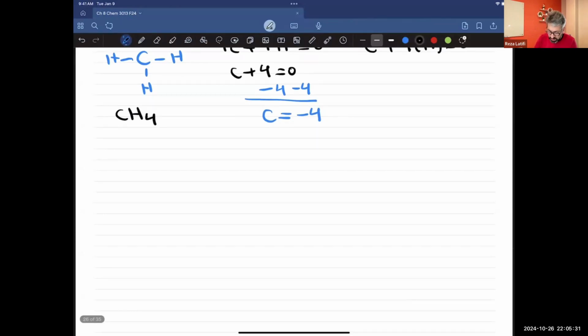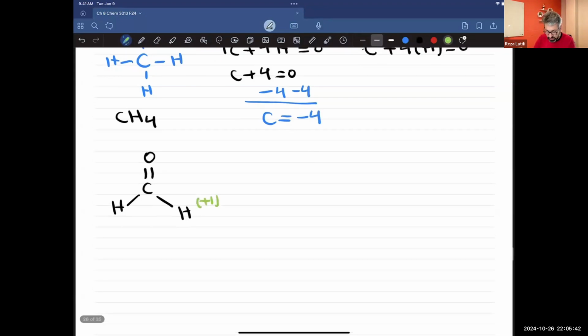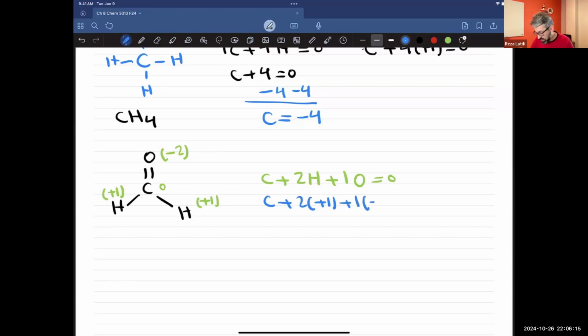Another one, let's say we have carbon attached to 2 hydrogens and an oxygen. The common charge for hydrogen is +1, we have 2 of them, and the common charge for oxygen is -2. So the negative charge is -2 and the positive charge is +2. So carbon must be 0. Let's check it. We have carbon plus 2 hydrogens plus 1 oxygen equal to the charge, which is 0. Carbon plus 2 multiplied by +1 for hydrogen, and then 1 multiplied by -2 for oxygen, equals 0. So I get carbon equal to 0, and here you go, the oxidation number of carbon equals 0.